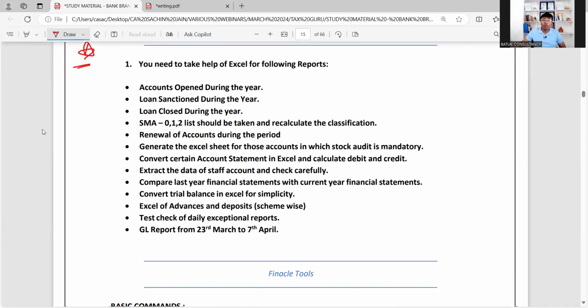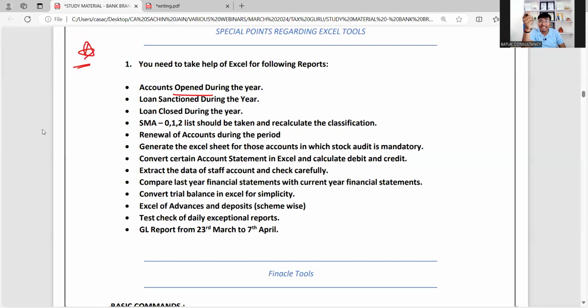First, accounts opened during the year. Through that list, you can easily identify the documentation for the account opening related to KYC, and you can select the samples through this particular exercise. Loans sanctioned during the year, you need to check the sanctioning of the loan as well. Loans closed during the year, in that case we need to check that the proper submissions are there and the release of security is also there. So these type of things we need to do.